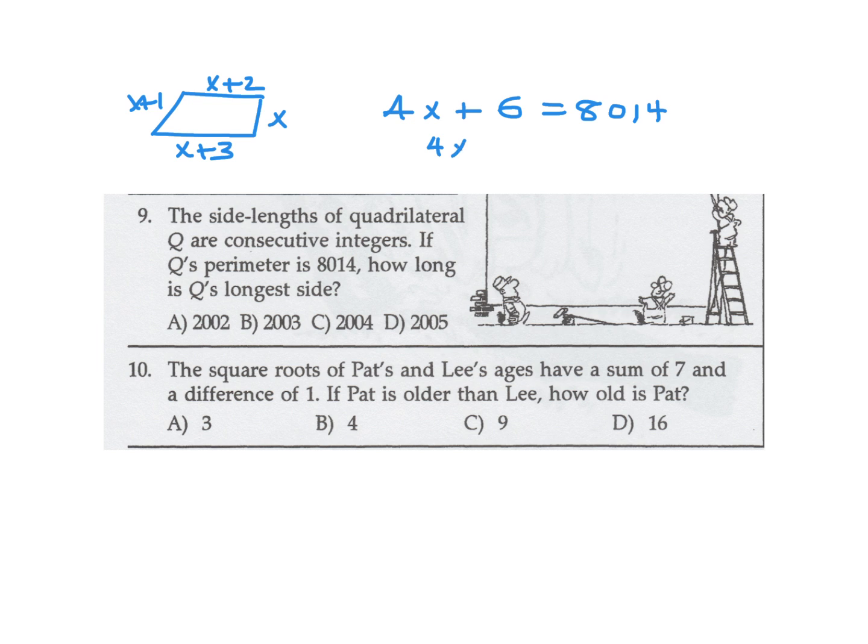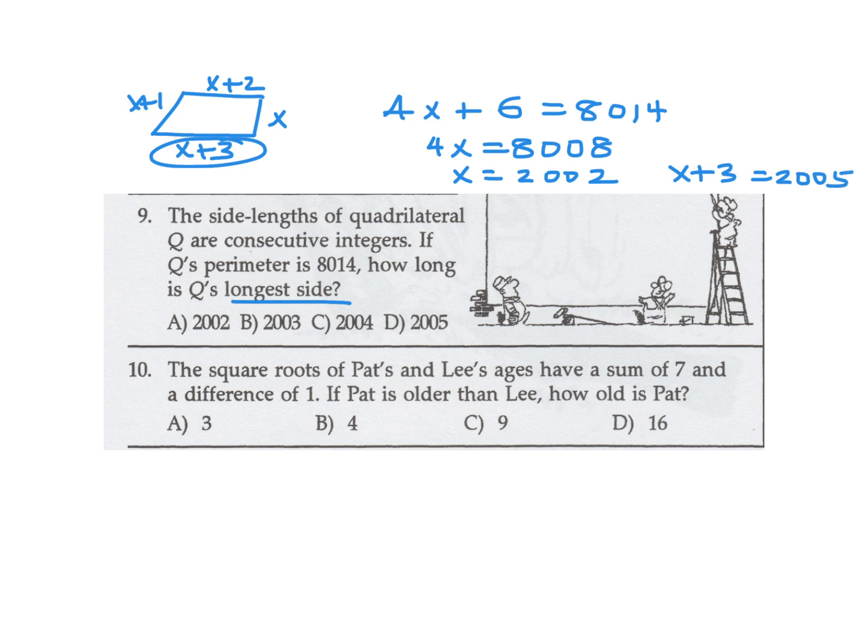So that means 4x is equal to 8008, and therefore x is equal to 2002. Now, they want the longest side, so the longest side would be this guy, x plus 3. So x plus 3 is obviously 2005. So number 9, the answer is D.